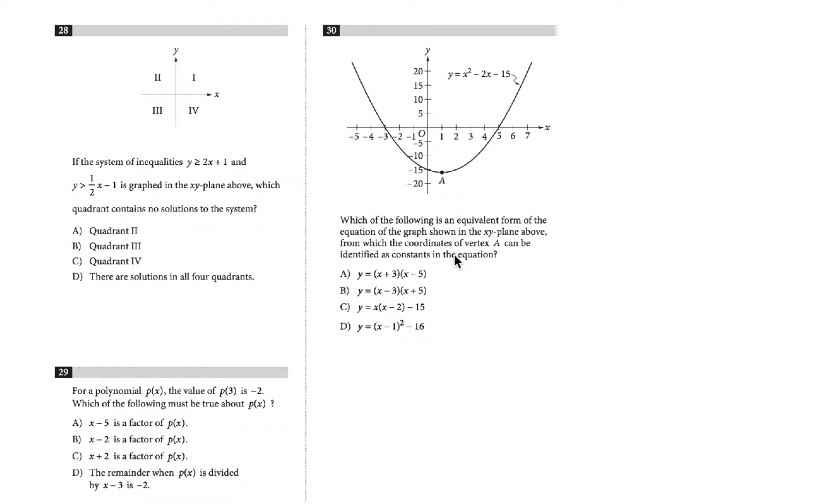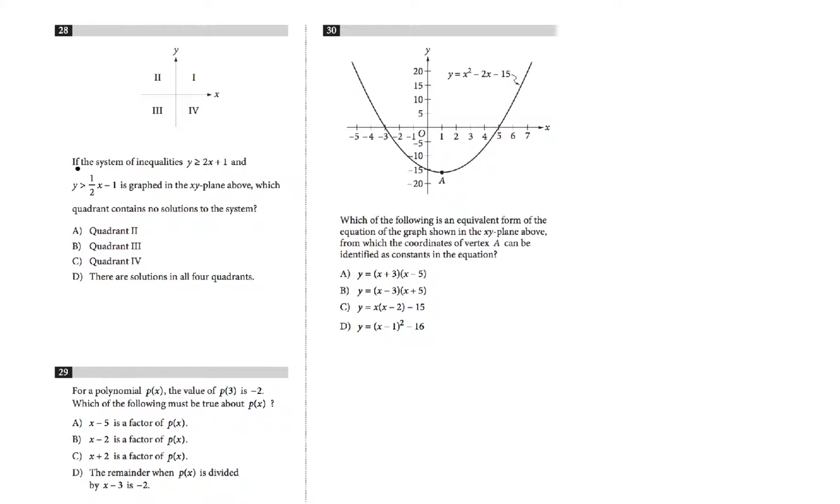SAT, Test 1, Section 4, 28 to 30. All right, the final problems in this section before you get to the grid-ins are probably the most difficult. So if you can't get these, if you start getting stuck towards the end of a section, you want to just move on to the grid-ins because they start out easier again. All right, these aren't hard though.